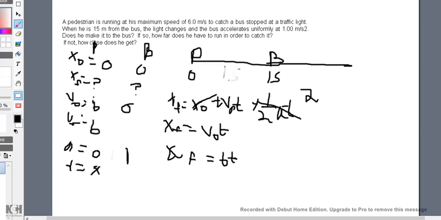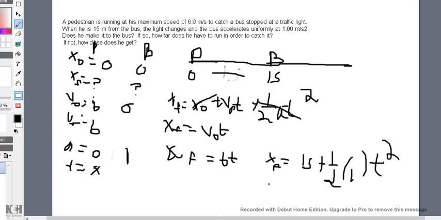So you know his position equation is going to be XF. His initial position, be careful here, is what? 15, right? 15 plus, start from rest, so it should be 1/2. My A is 1, T squared. So now it should be XF equals 15 plus 0 plus 1/2 T squared. Horrible, horrible, horrible, but I gotta work with what I got.